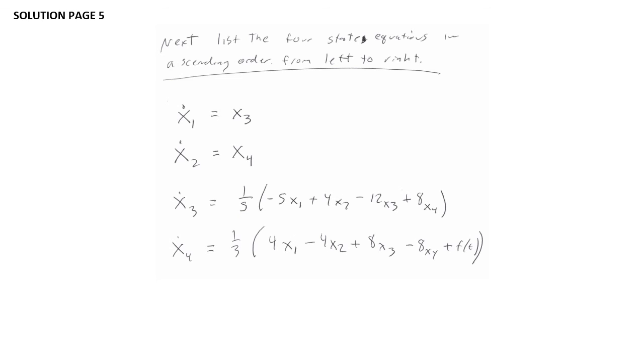With that, the next thing that we want to do is list the 4 state equations in ascending order from left to right. This is a great way to organize them if we need to do any more manipulations to them, and we can double check everything. So we have x1 dot is equal to x3, x2 dot is equal to x4, x3 dot is equal to 1/5 times, rearranged in ascending order from left to right, negative 5 x1 plus 4 x2 minus 12 x3 plus 8 x4. And my x4 dot is equal to 1/3 times 4 x1 minus 4 x2 plus 8 x3 minus 8 x4 plus f of t.